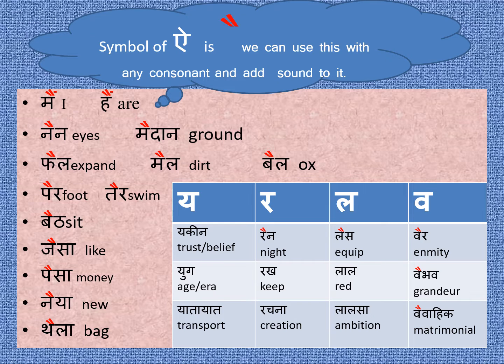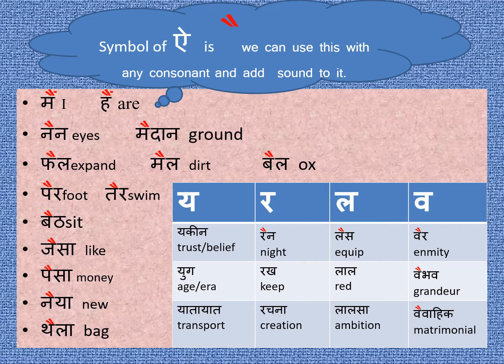Hai. In her, A sound is added. Then nan. In na it is added. Maidan. In ma, A is added. Phel. In pha it is added. Mal. In ma. In bal with ba. Pair. With pa it is added. Ter. With ta it is added. Bat. With ba it is added.